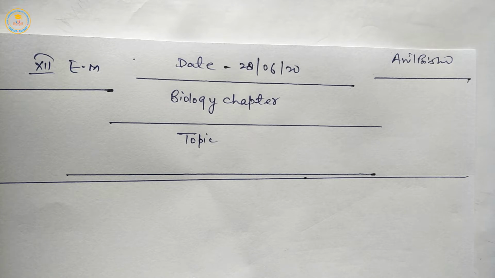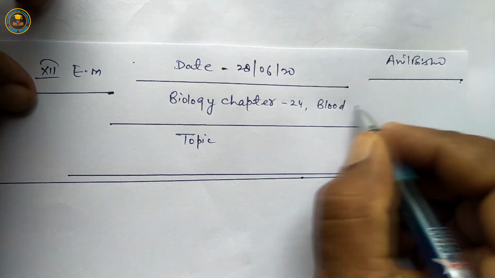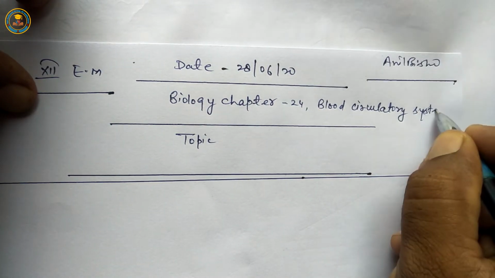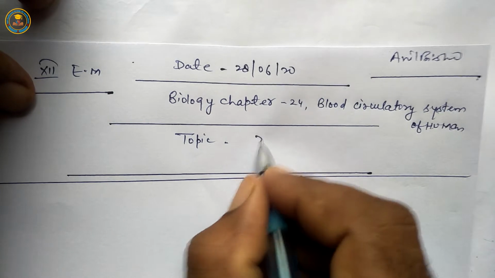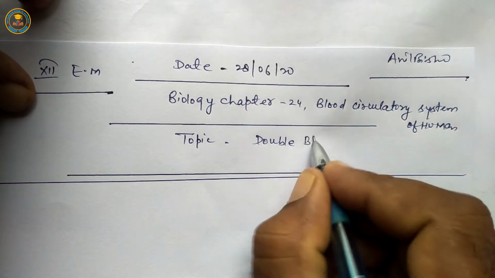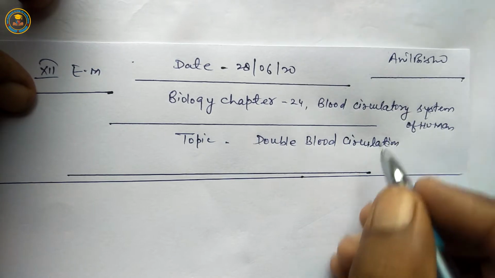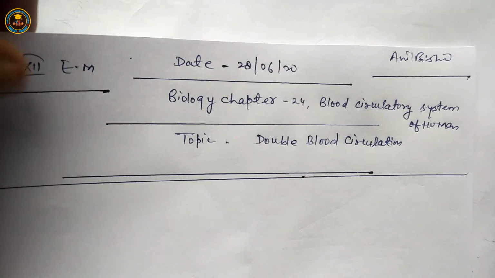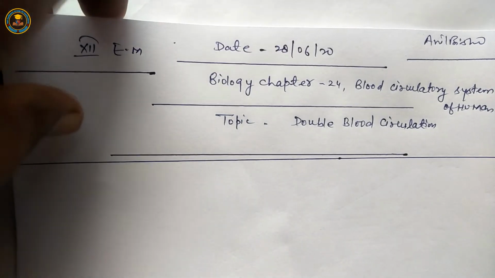Hello to all students. Today we are going to discuss again class 12th biology chapter 24, blood circulatory system of human, and today's topic is double blood circulation.